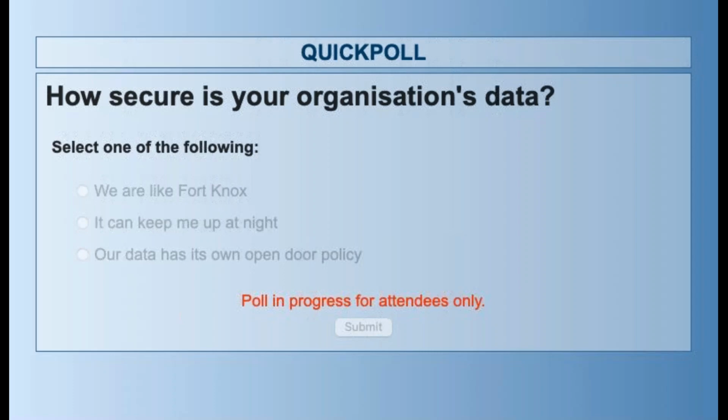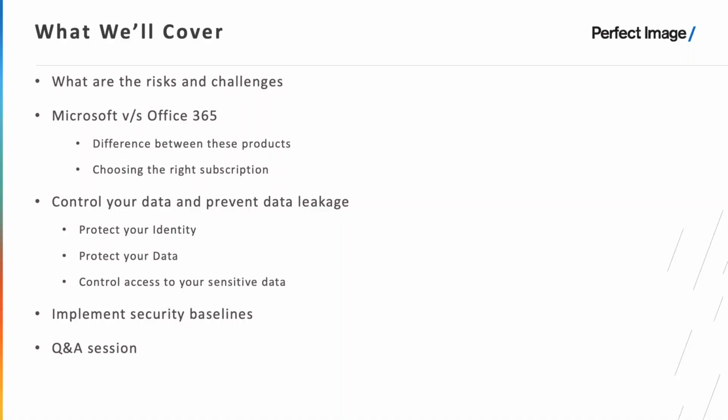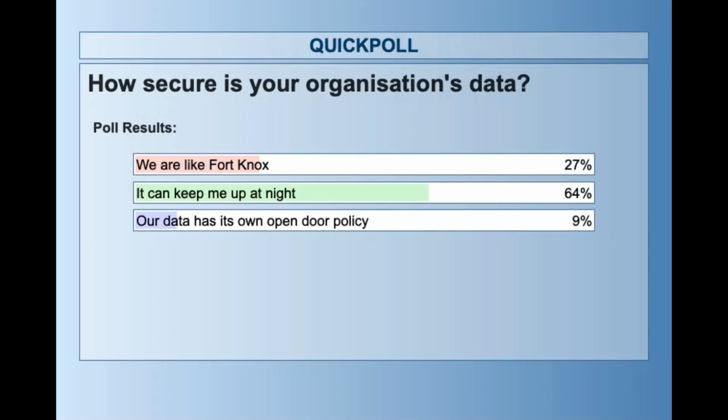Okay, just give it a couple of seconds and I'll close this one out. Okay, so what have we got on this one? Good, not good. Okay, yep, cool. So we're like Fort Knox, about a 30, 2/3 keep you up at night, and then a couple of people with the old my dad has got the open door policy.